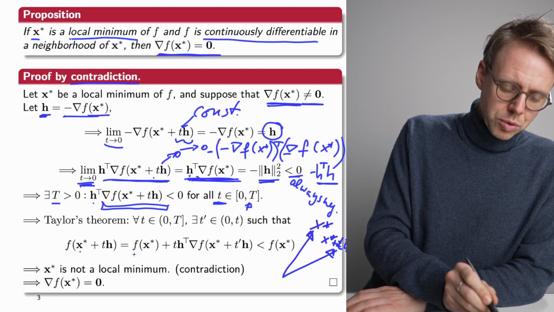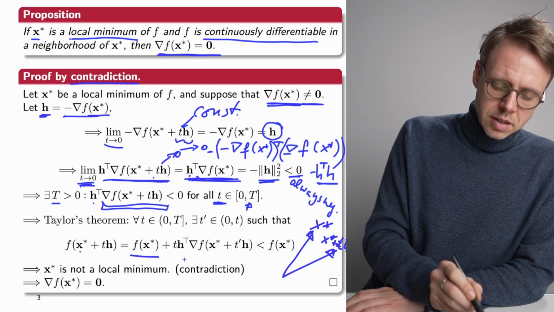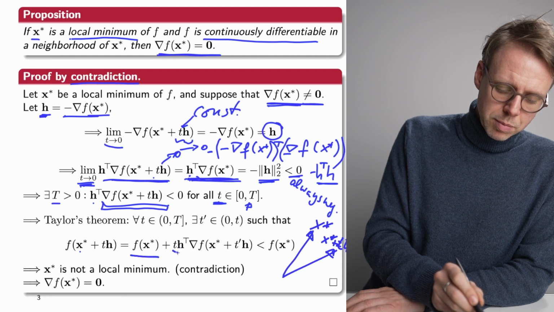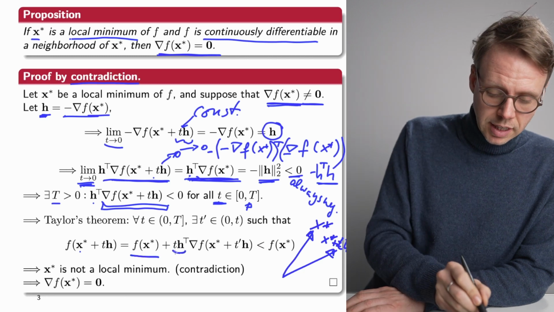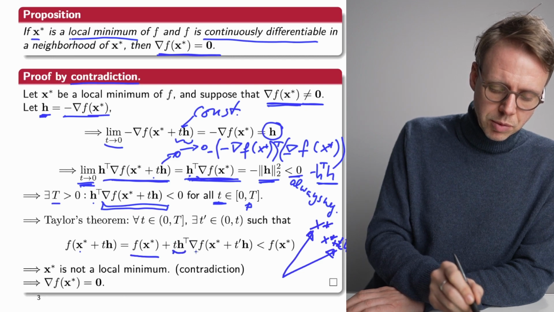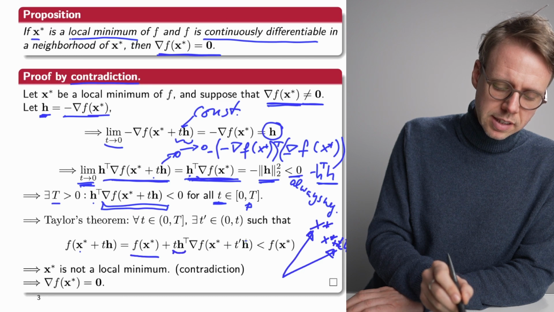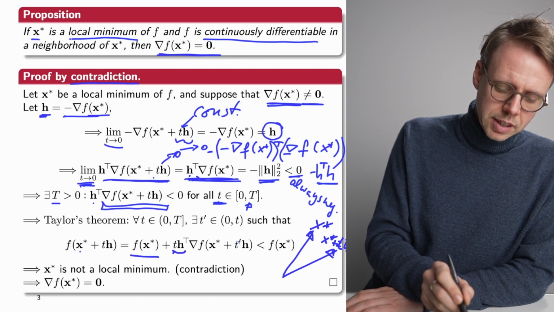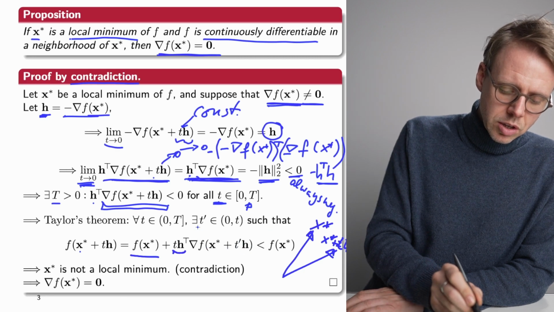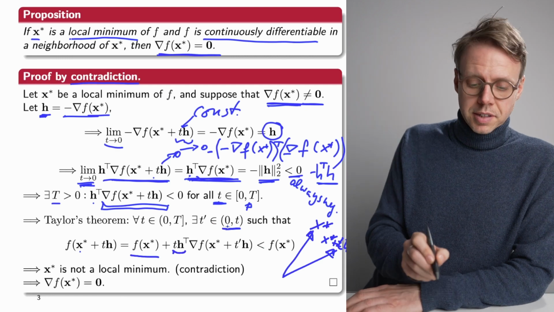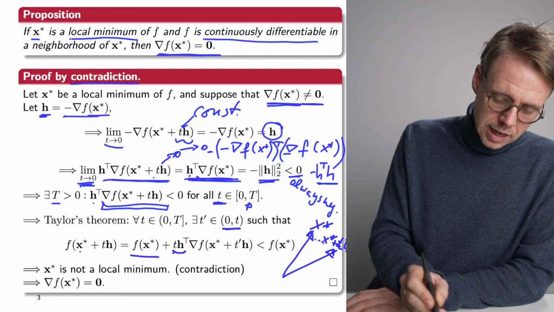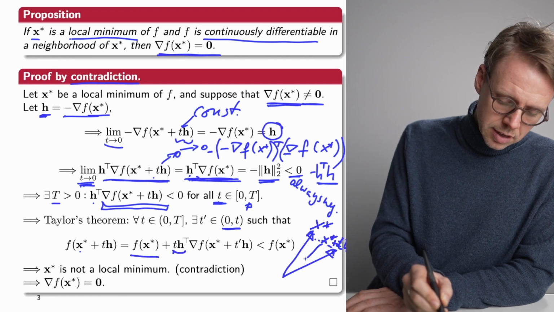So this should be equal to f of x star plus a linear term. The displacement vector is now not h, but it's t times h. So we have our little t here, transpose, times the gradient of f at x star plus a new point t prime h, where t prime is smaller than little t. So it's in the interval between 0 and t. So this gives us a vector that lies on the line between x star.